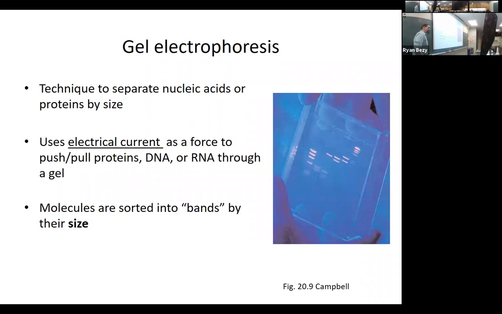Gel electrophoresis, what's its purpose? It's a technique to separate nucleic acids or proteins based upon the size of the DNA, RNA, or protein molecule. So it separates DNA or RNA or protein based upon the size of the molecule. How does it work? It uses an electrical current to push and pull proteins or DNA or RNA through a gel matrix. And it's almost a little bit like Jello when I say gel. And then because of the way this works, the molecules, the DNA, for instance, get sorted into bands based upon their size. So they move at different rates based upon their size.